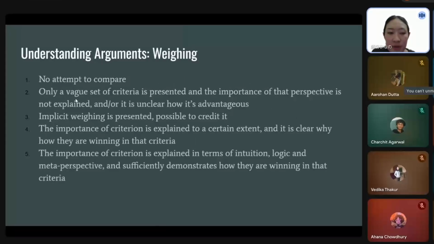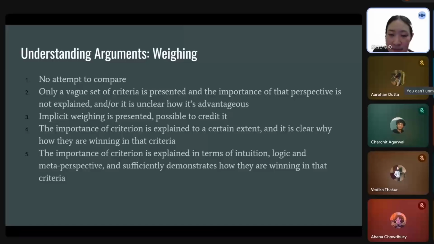The next thing is about the weighing. The lowest level is that there is no attempt to compare. The highest level is that the importance of a criterion is explained in terms of, for example, intuition, logic, and a meta perspective, and it sufficiently demonstrates how they're winning in that criterion. So let's also talk about it with an example. The example will be a comparison of which is more important, environment or economy, for a developing country.